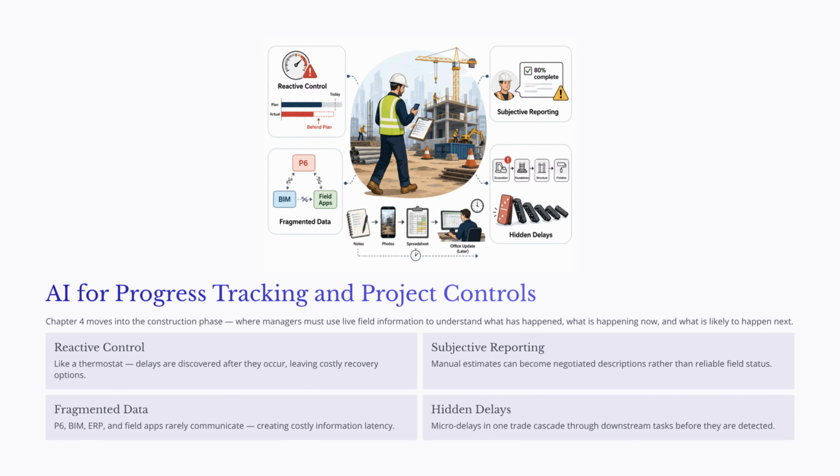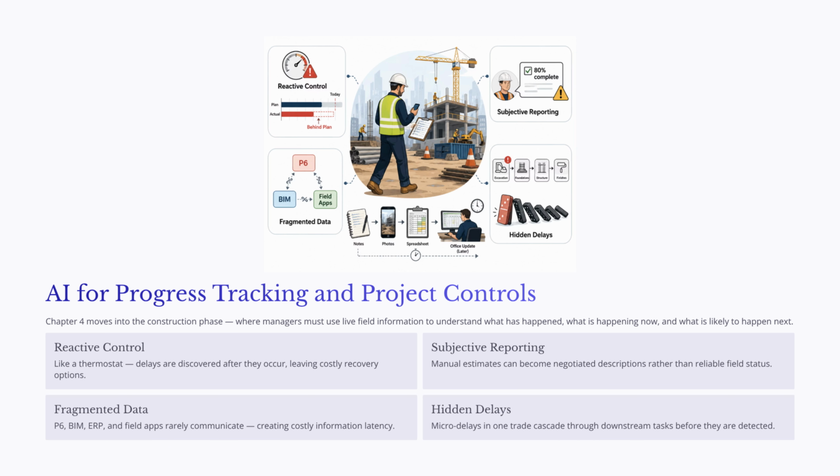Welcome to this chapter on AI for progress tracking and project controls. In the previous chapter, we focused on how AI can support pre-construction, estimating, and scheduling before the baseline plan is finalized. Now, we move into the construction phase, where project teams must continuously understand three things: what has already happened, what is happening right now, and what is likely to happen next.